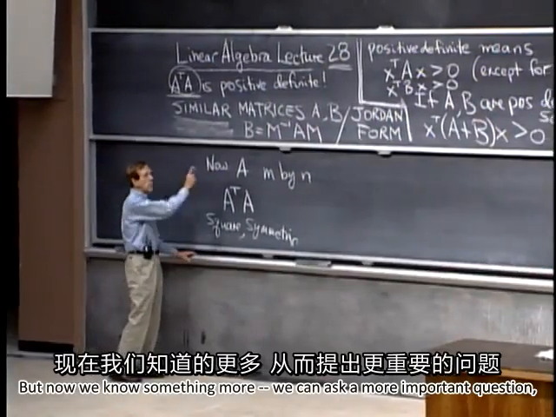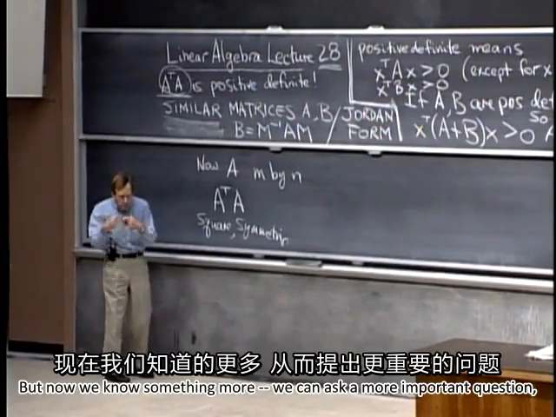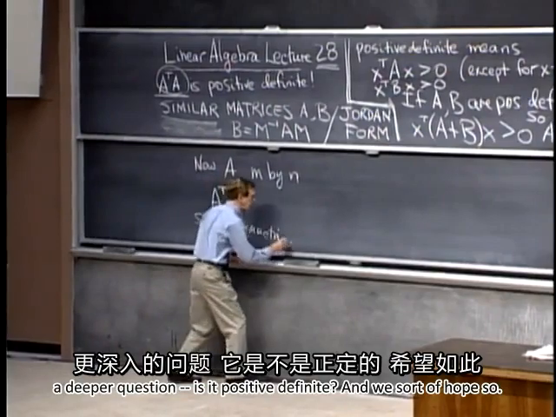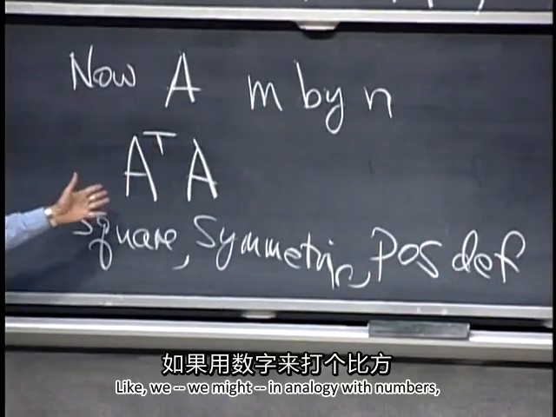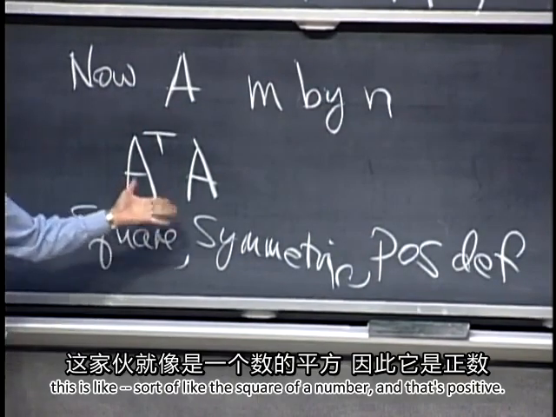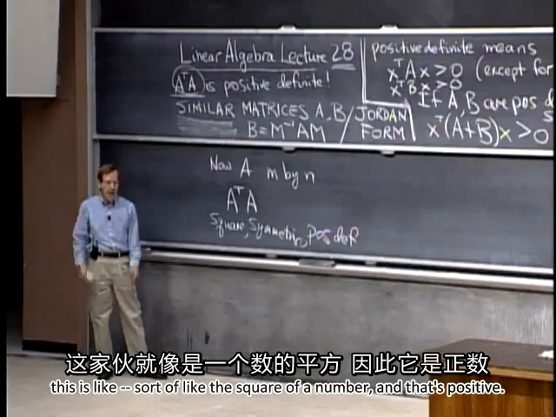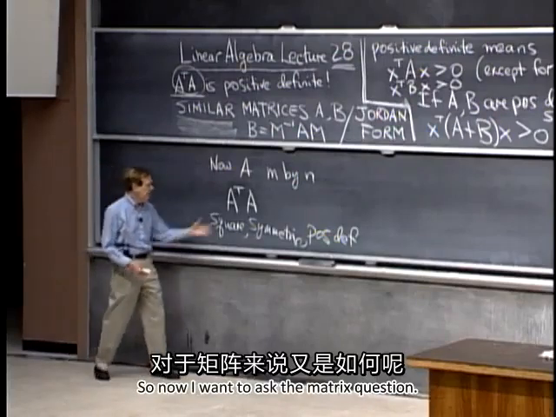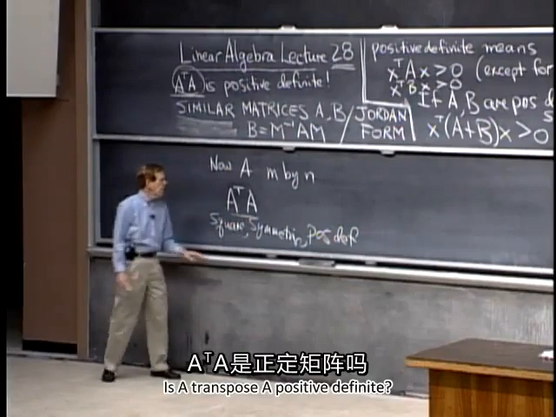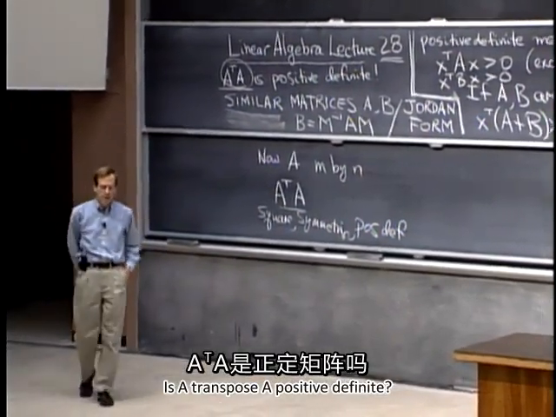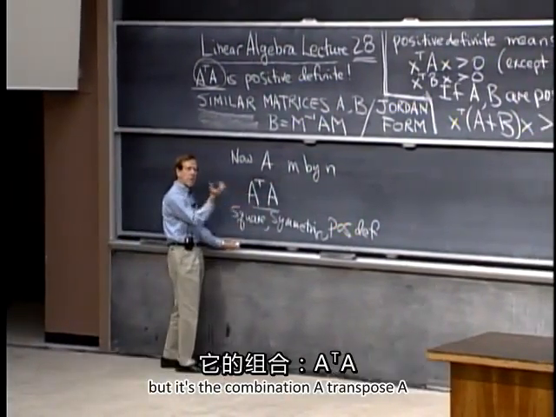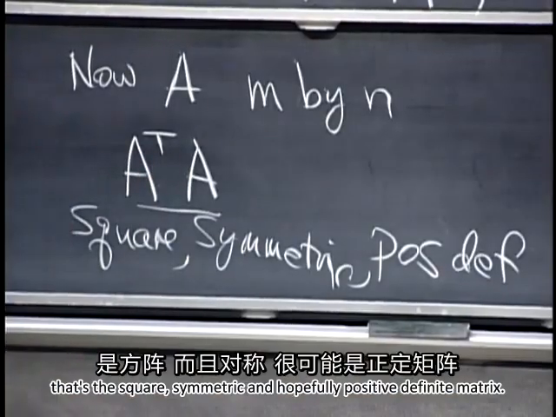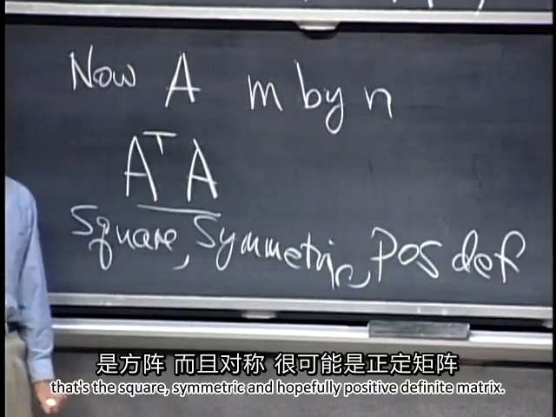But now we know something more. We can ask a more important question, a deeper question. Is it positive definite? And we sort of hope so. In analogy with numbers, this is sort of like the square of a number, and that's positive. So now I want to ask the matrix question. Is A transpose A positive definite? Again, it's a rectangular A that I'm starting with, but it's the combination A transpose A that's the square, symmetric, and hopefully positive definite matrix.